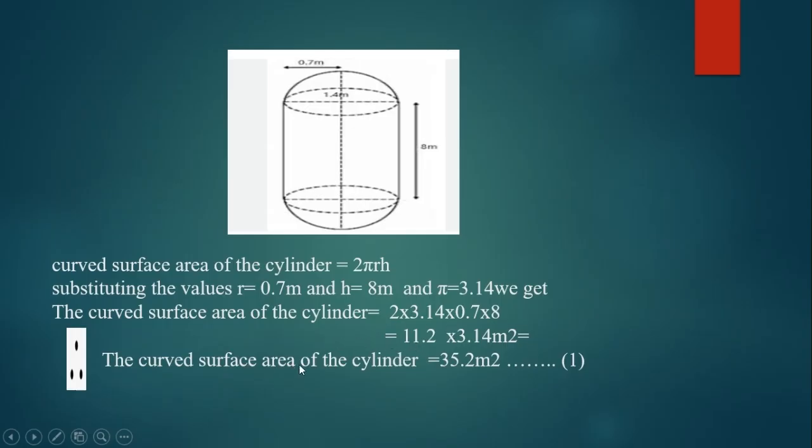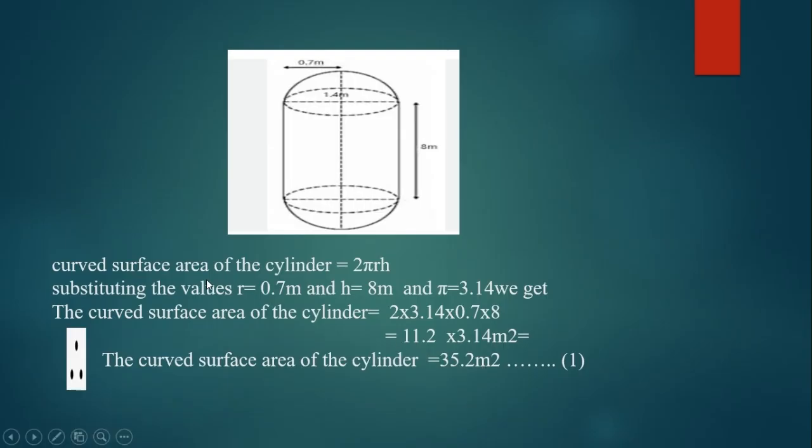The curved surface area of the cylinder is nothing but 2 into pi into r into h. Okay, 2 into pi into r into h. I substituted all the values. After substituting and simplifying, how much value did we get? The curved surface area of the cylinder as 35.2 square meters.